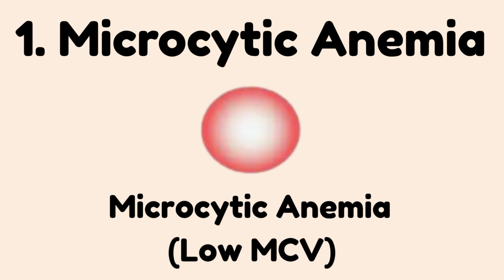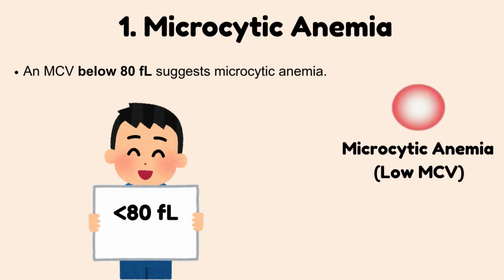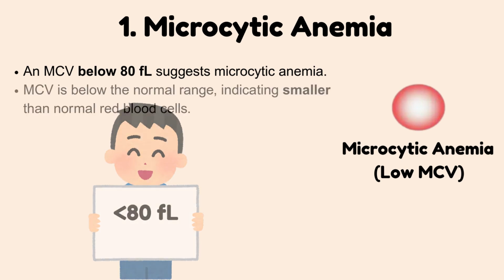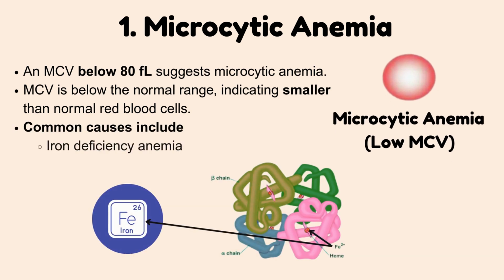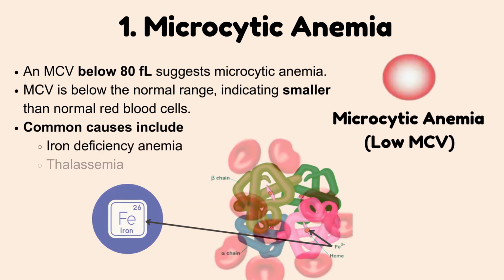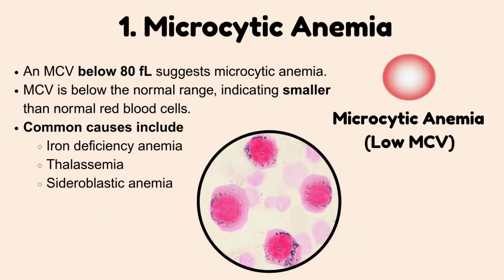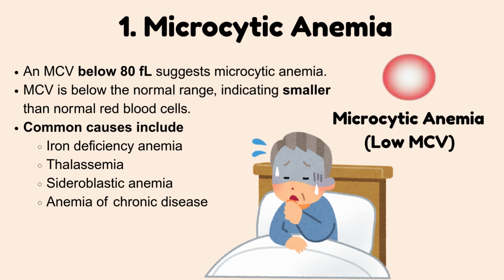Microcytic anemia. An MCV below 80 femtoliters suggests microcytic anemia. MCV is below the normal range, indicating smaller than normal red blood cells. Common causes include iron deficiency anemia, thalassemia, sideroblastic anemia, and anemia of chronic disease.